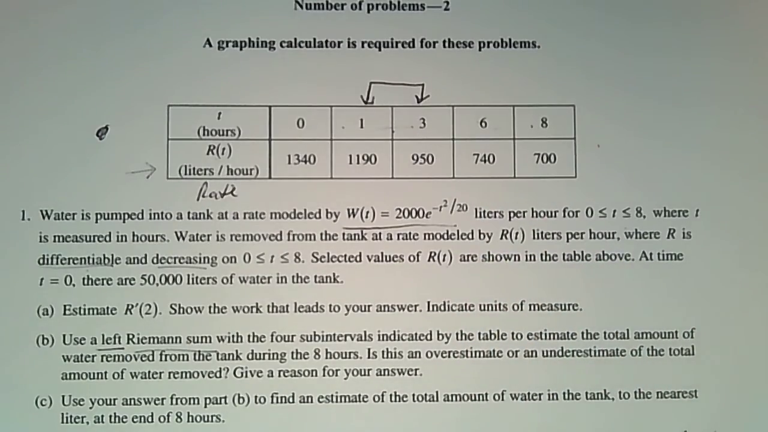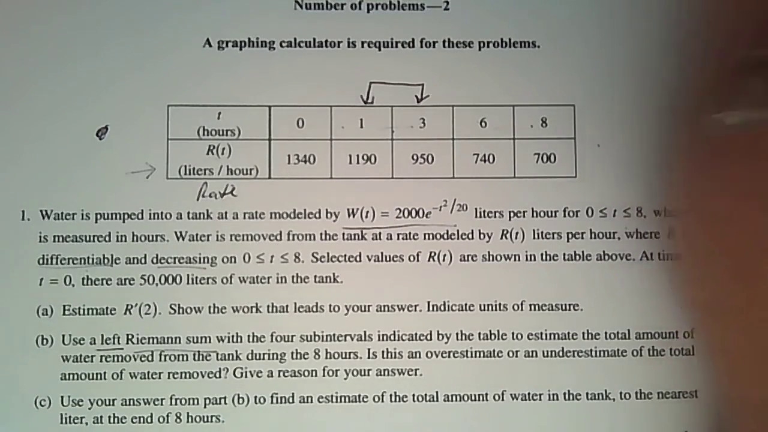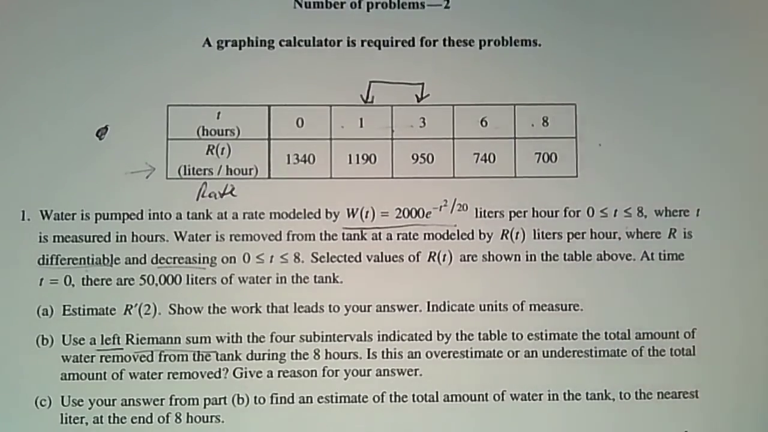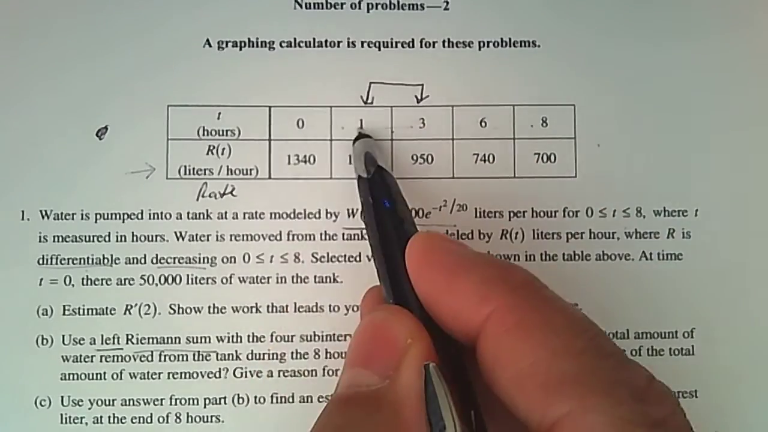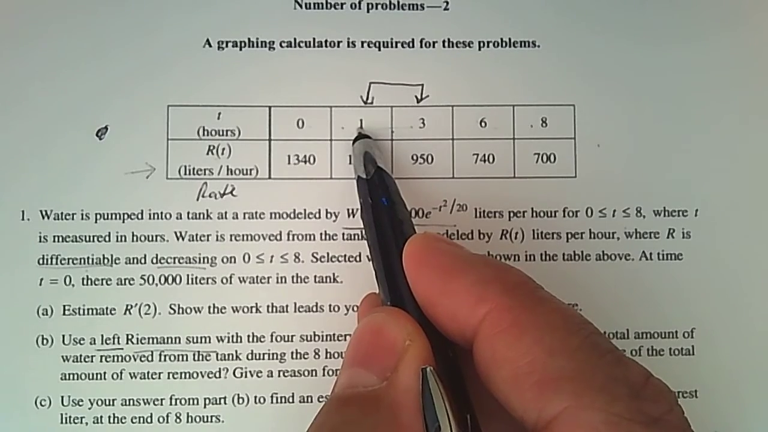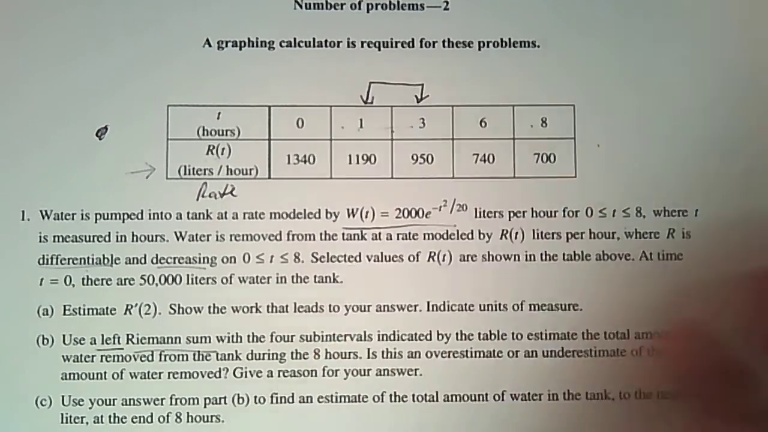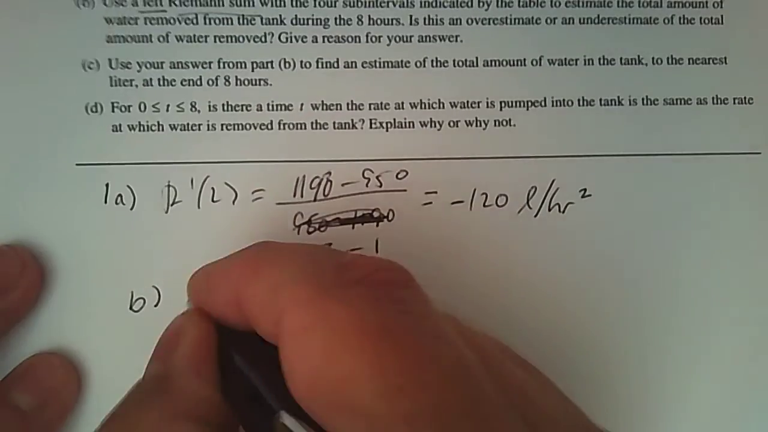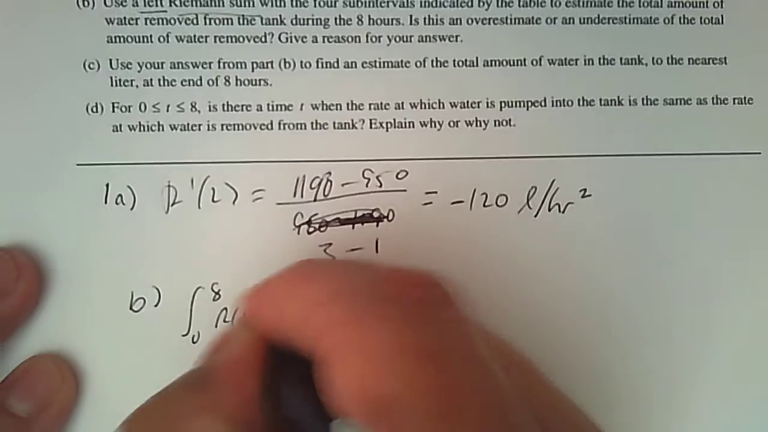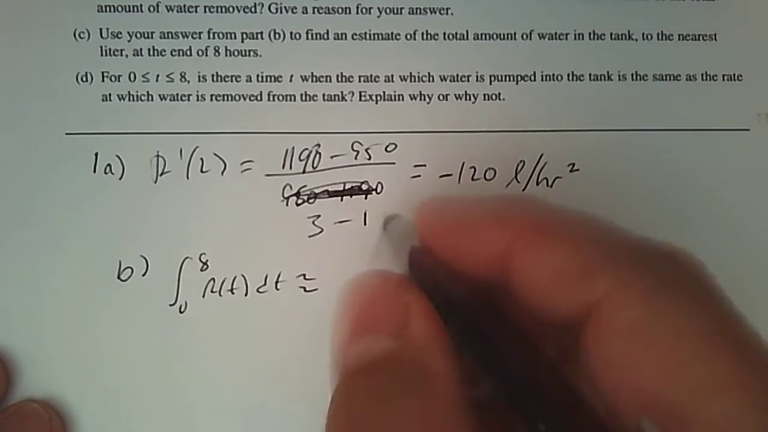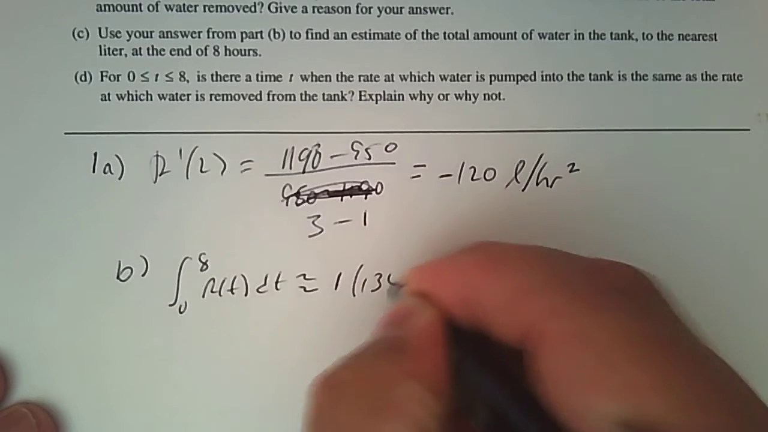So that means that I have to handle each rectangle separately, the area of them, and I can't just put down the width in front, parentheses, and add up the heights. So the first rectangle, how wide is it? It's 1. And then a left Riemann sum, which number would you use? It would be the left value for the height, which is 1,340. So I'm just going to follow that pattern. First of all, I'm going to write down what I'm doing. I'm integrating from 0 to 8, R at t dt. I'm estimating, so it's approximately equal. So I start with the first width is 1, and then I'm using 1340.